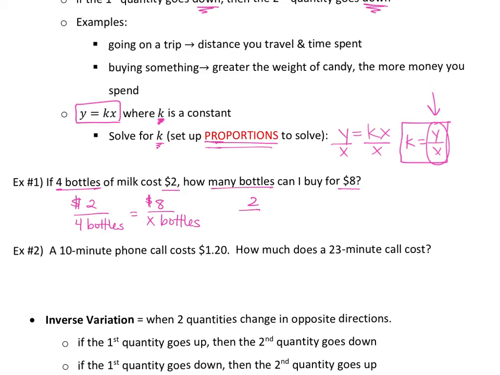So essentially you're solving 2 over 4 equals 8 over x, and with proportions we just cross multiply. So 2x equals 32, and then we'll divide by 2. So x would be 16 bottles. Okay, that's direct variation. As the milk amount went up, the amount of dollars also went up.